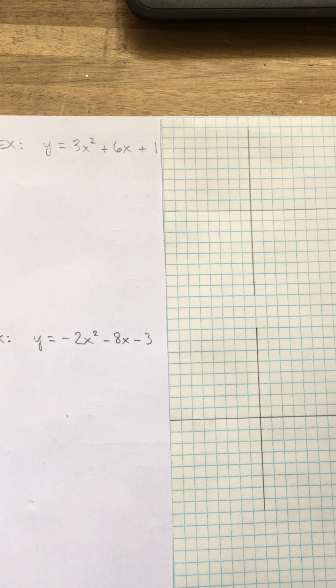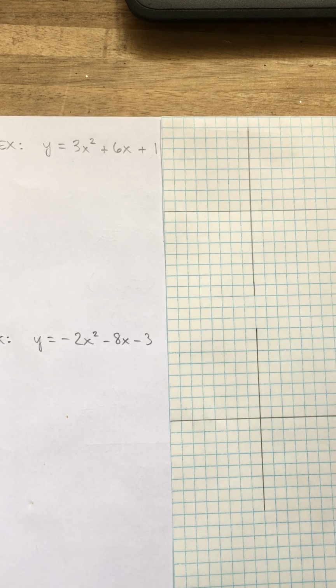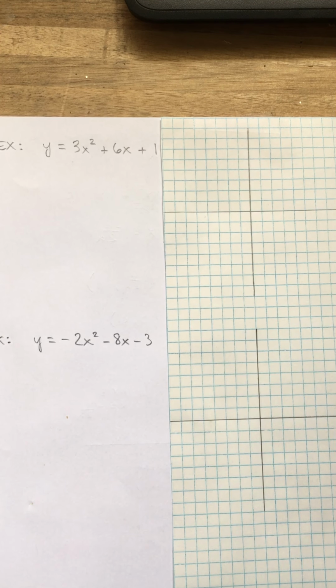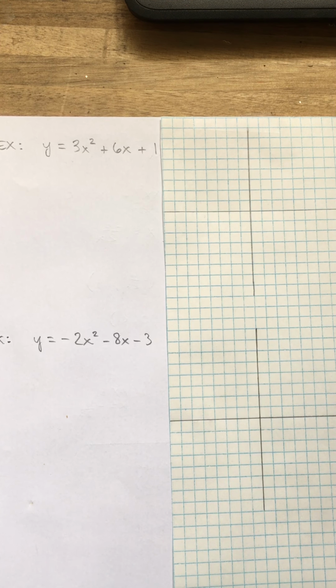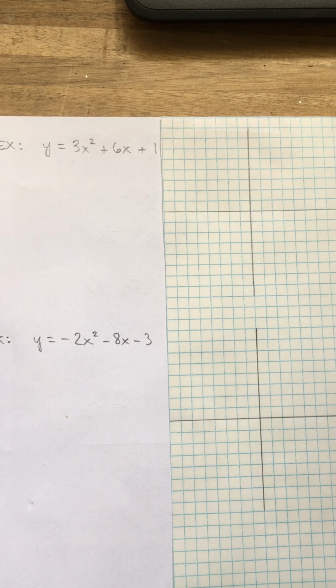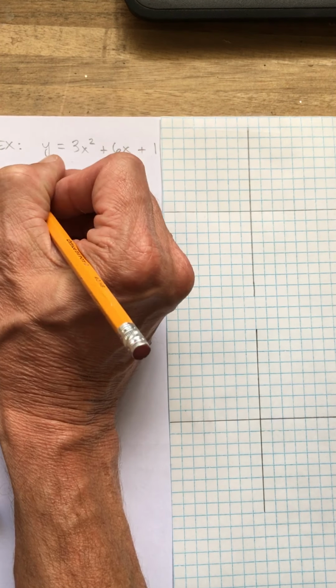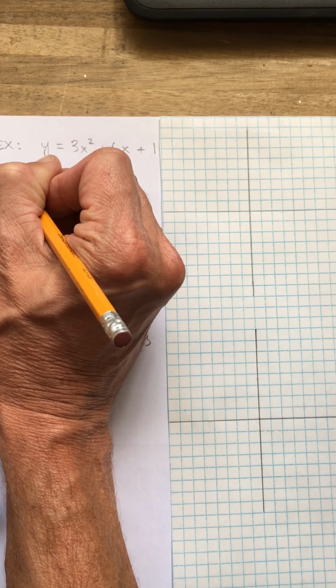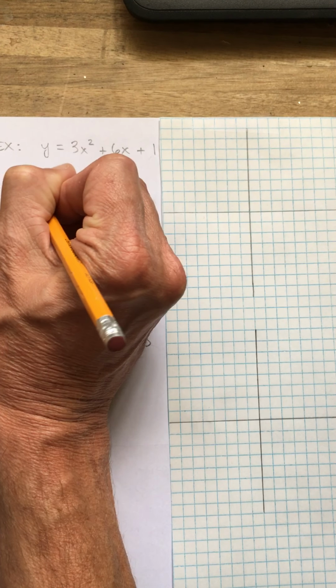Okay, here's the first example. Y equals 3x squared plus 6x plus 1. So if you're looking at what to do, the very first thing you want to do is write down your axis.